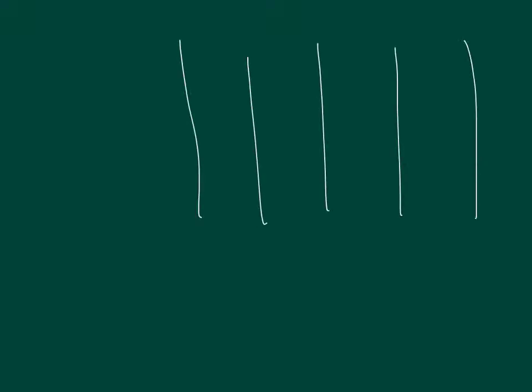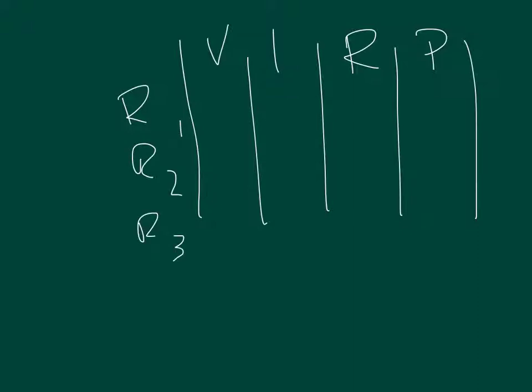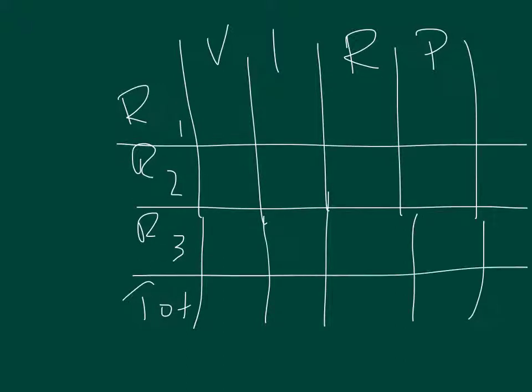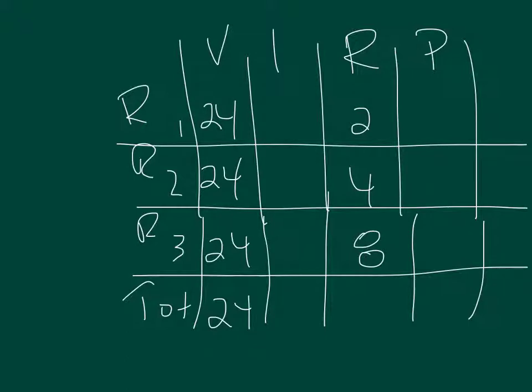And of course, you can always solve a quest by using a table. V, I, R, P, R1, R2, R3, total. You know 2 things on a line, you can figure out the other things. We know that the total voltage is 24. Matter of fact, we know it's 24 for each because it's a parallel circuit.